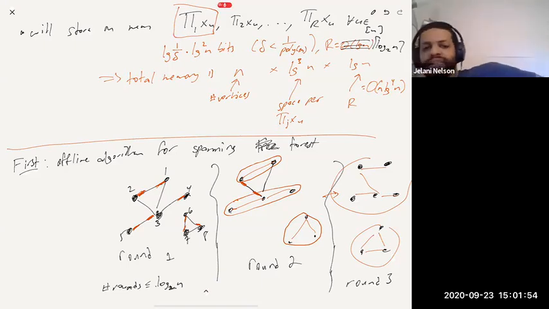And I'm going to give you some practice with this kind of reasoning in the first homework, which will be out soon.